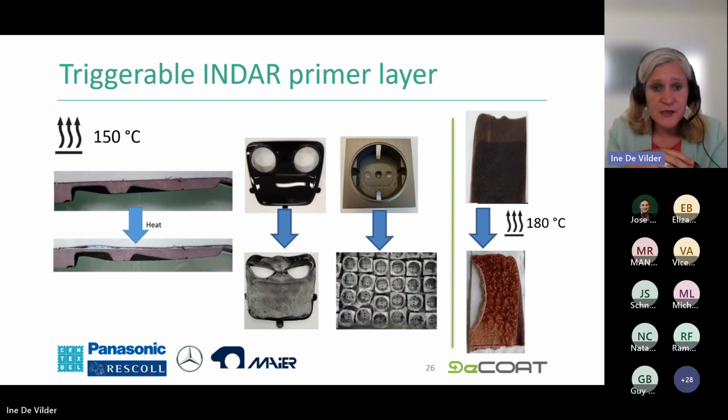Here you have some examples of the use cases. The first one is a polyurethane foam with a PVC foil laminated on top, and then we have the Indar primer in between. With triggering upon heat, maybe not that visible on this picture, but you can see that the PVC foil actually really delaminates from the PU foam and can be removed. Second one is the automotive part. Here you can see that the paint can be nicely removed. Same for the sockets. And the last one is the textile sample. Here we have a polyester substrate with a polyurethane coating on top, and you see upon triggering that it spontaneously delaminates the coating, which is also a nice result.